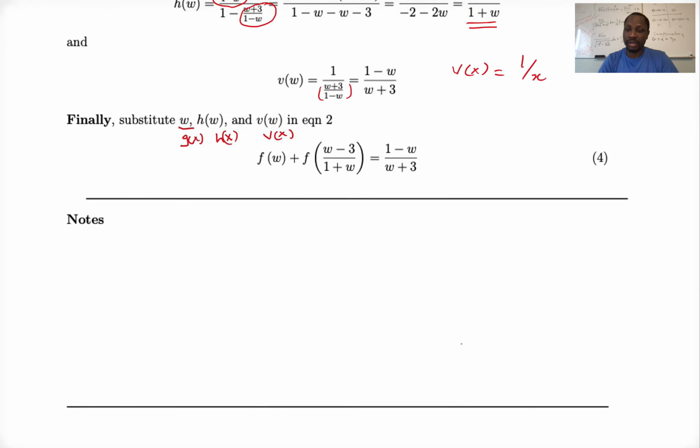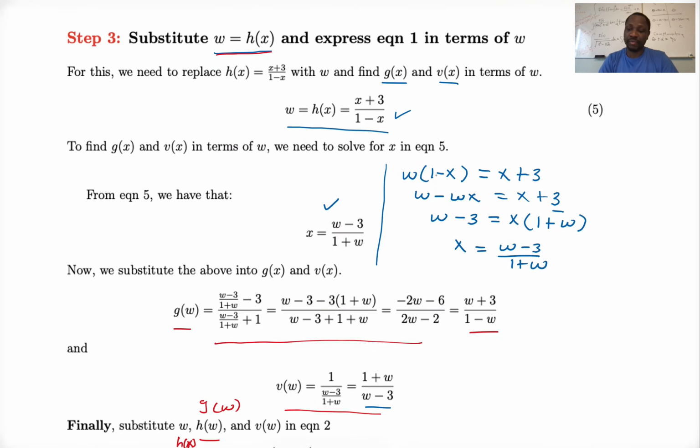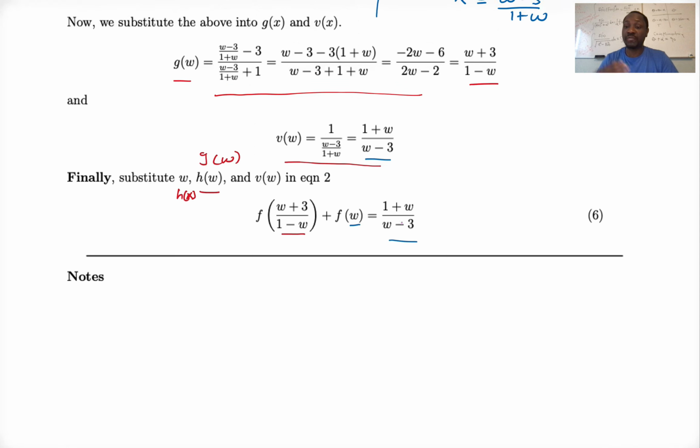Equation 4, if I go back here, we have f of w plus f of w minus 3 divided by 1 plus w equal to 1 minus w divided by w plus 3. And then we have equation 6, sort of similar but different, is f of w plus 3 divided by 1 minus w plus f of w is equal to 1 plus w divided by w minus 3. Now we need to solve those two equations.